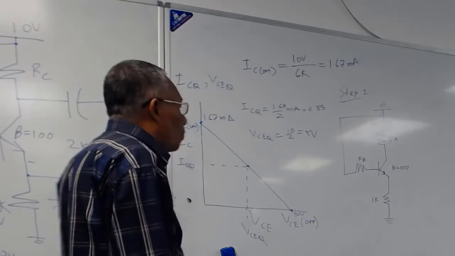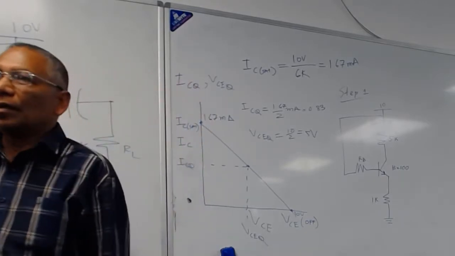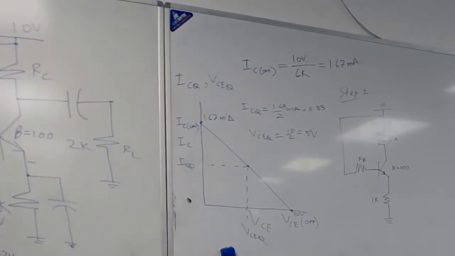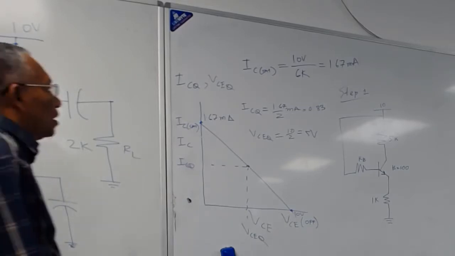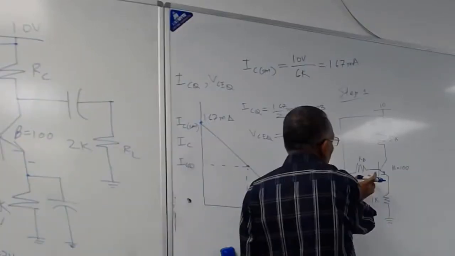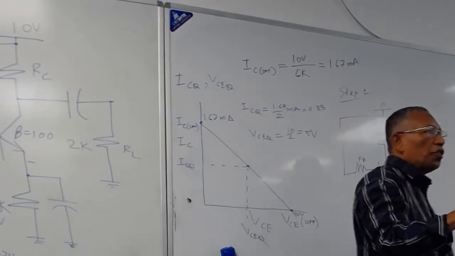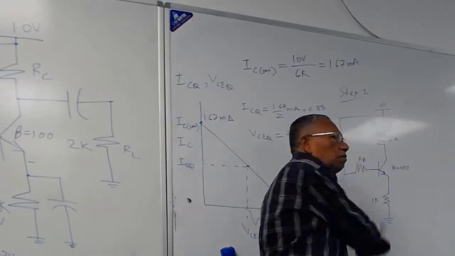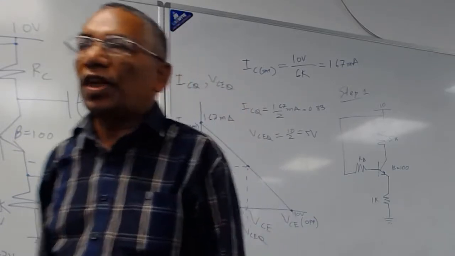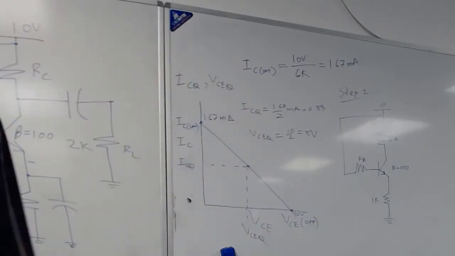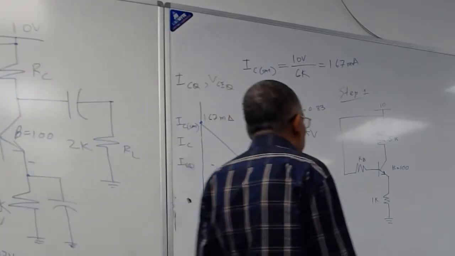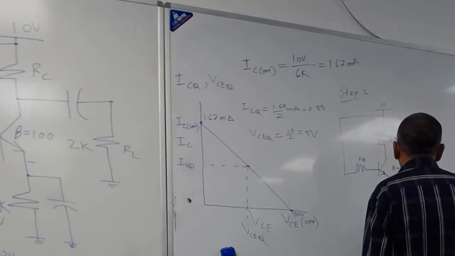Then what is the next step? Is to go to the base, isn't it? Next step, you finish in the collector region. You finish in this region, then for the DC biasing, you have to design the value of your RB. So how do you find RB? RB equal to what?